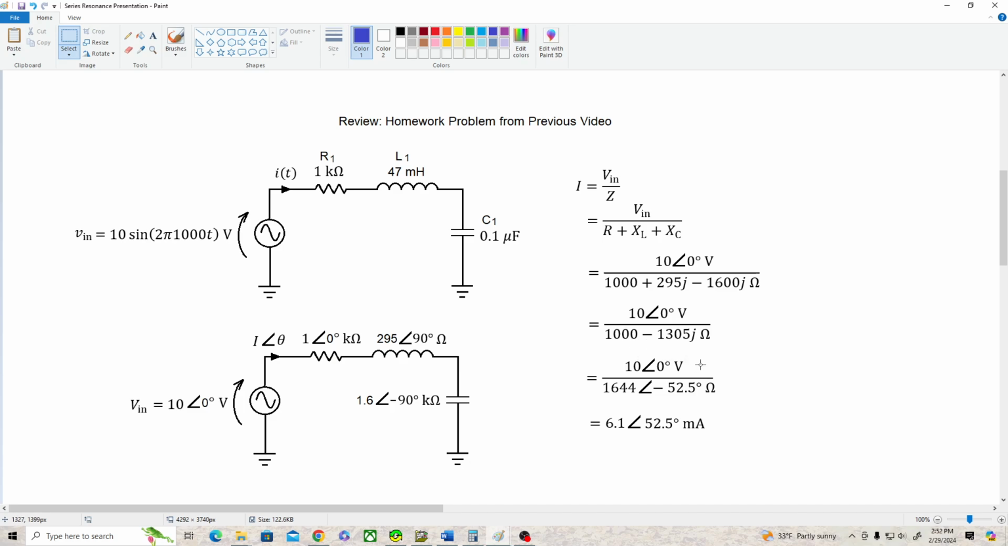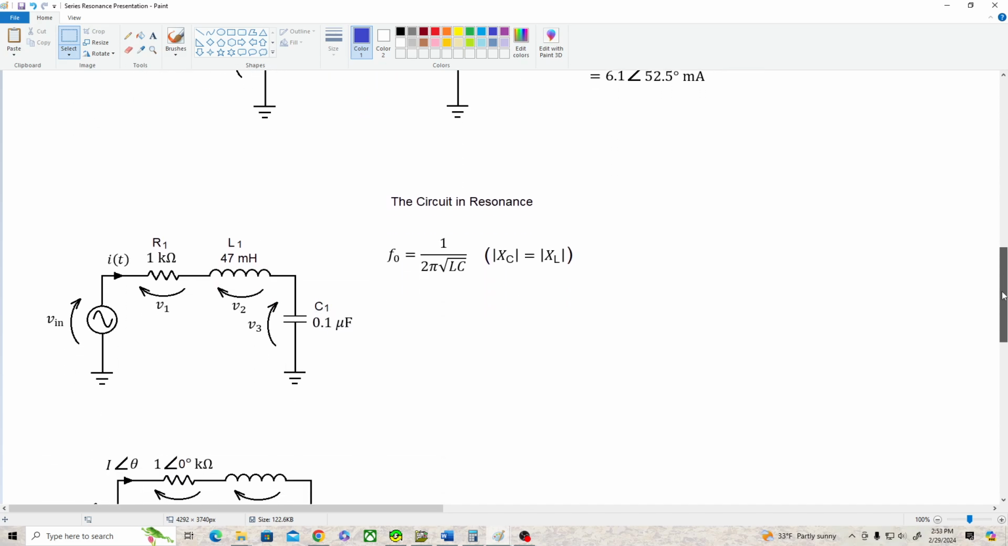And then converting that into polar form, we get 10 volts at 0 degrees divided by 1644 at negative 52.5 degrees ohms, which gives us a current of 6.1 milliamps at 52.5 degrees. That just means that the current entering this circuit is leading the voltage by 52.5 degrees. All right, now, that's all well and good, but suppose we want to figure out what happens in this circuit when it's in resonance. Well, let's go down to the next slide, and we'll tackle that problem.